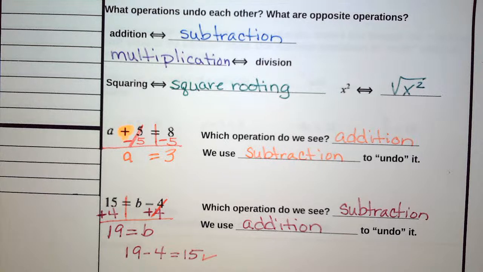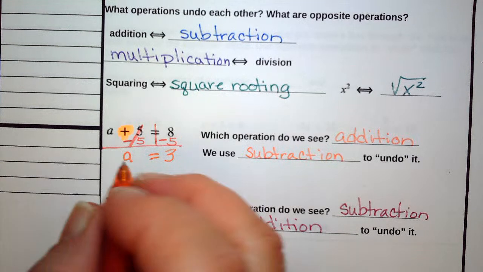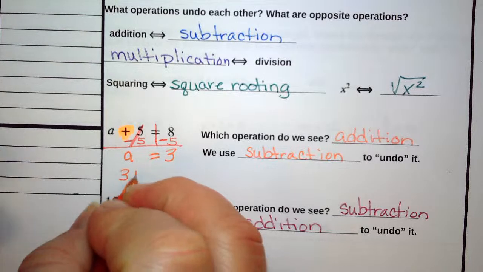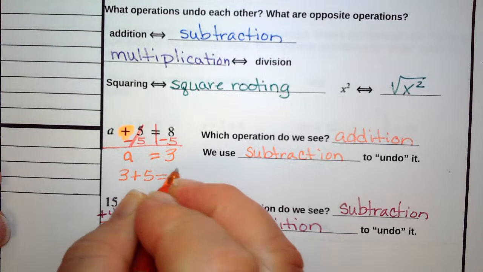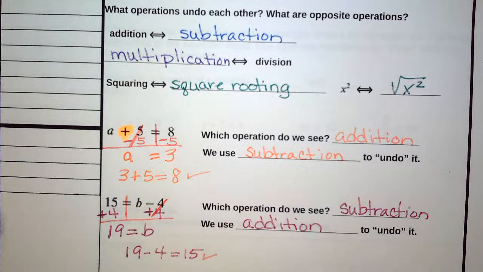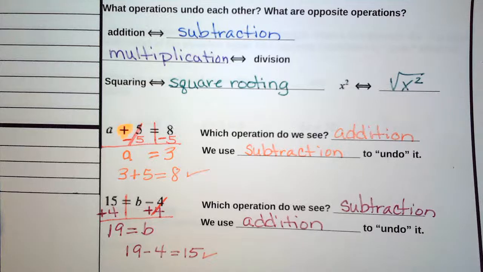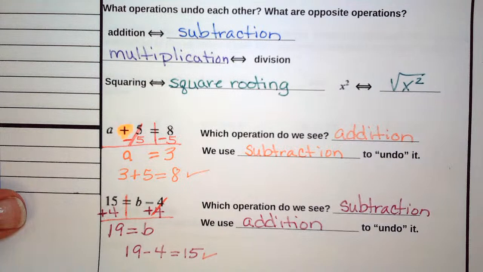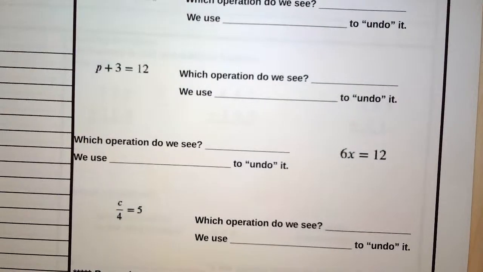Up here I would do 3 plus 5 is equal to 8. 8 is the correct answer. So I've checked and I know I've got the correct answer. If you're having any questions, back up the video and watch it again. So on your own, pause the video and see if you can do the next two on your own.